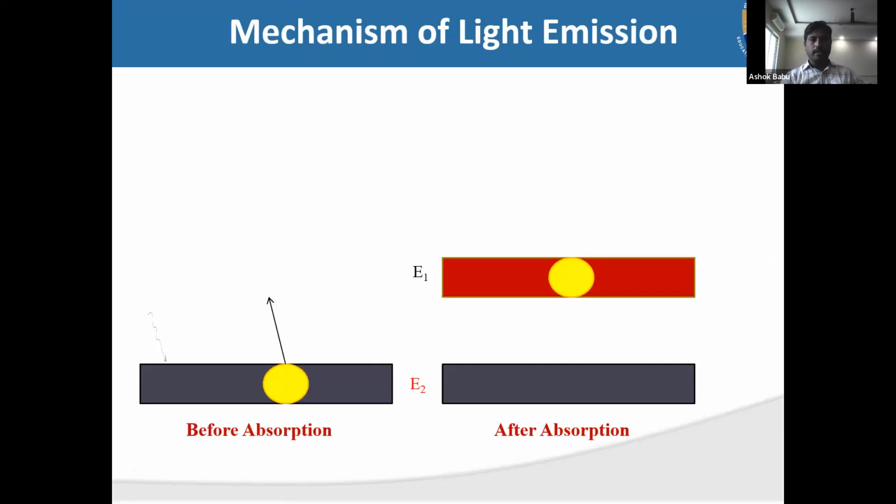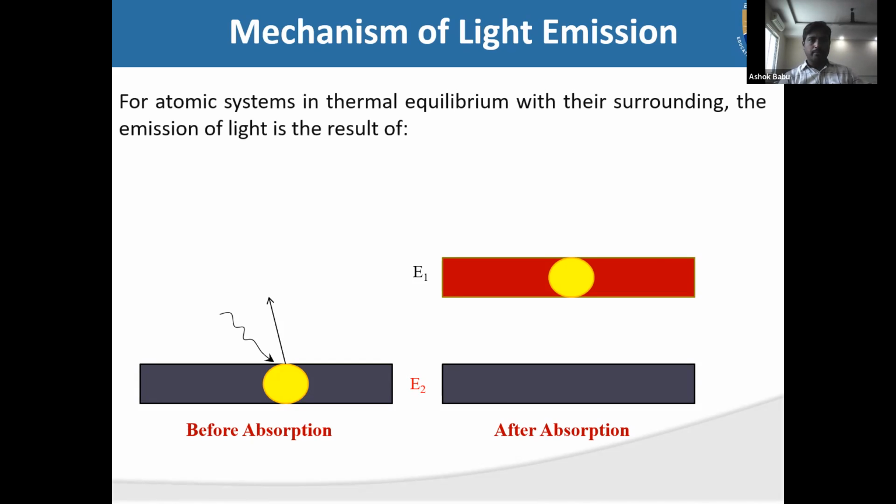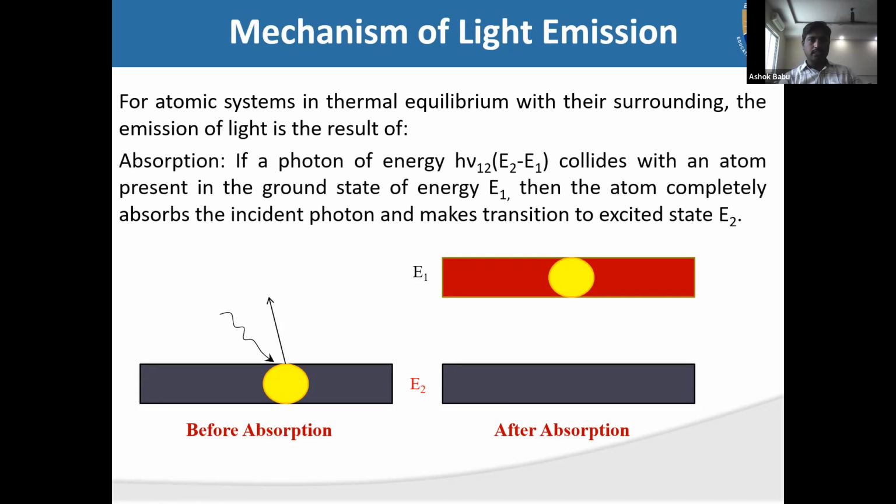So coming to the stimulated emission. See the first diagram, before absorption. For an atomic system in thermal equilibrium with its surroundings, the first process is absorption. If a photon of energy h nu collides with an atom present in the ground state of energy E1, the transition occurs from the first energy level to the second energy level, which is why I indicate 1 2.